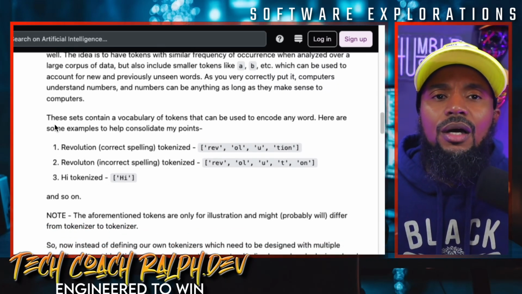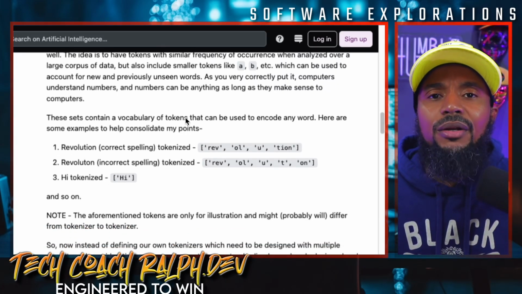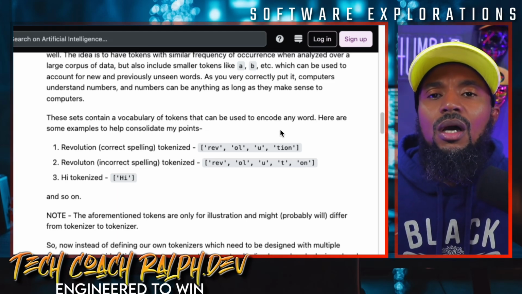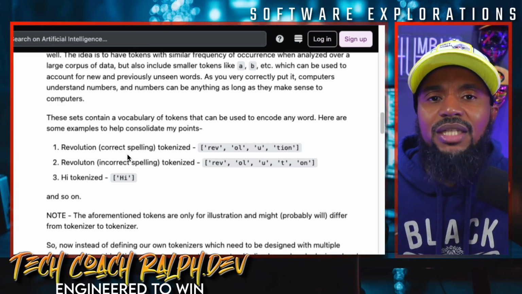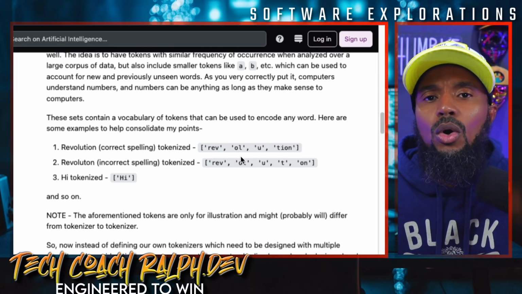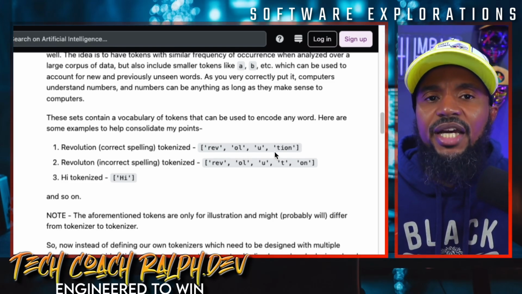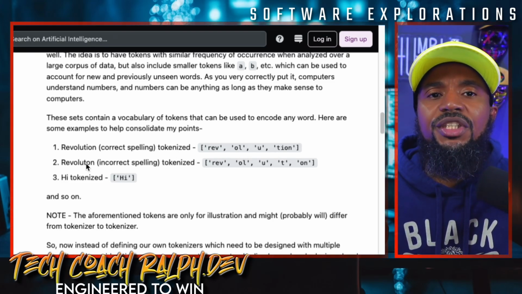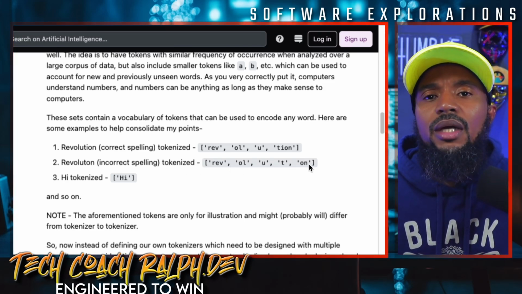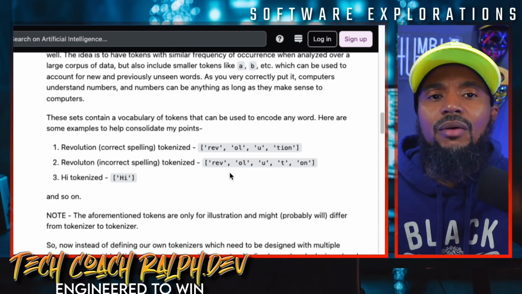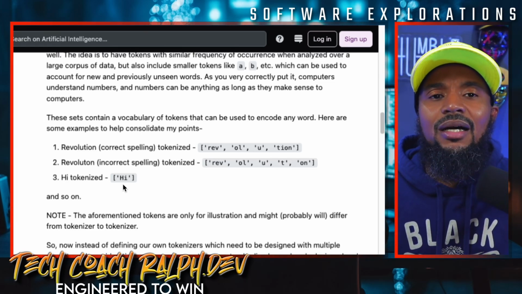It says these sets contain a vocabulary of tokens that can be used to encode any word. Here are some examples to help consolidate my points. Revolution, correct spelling, tokenized: Rev, O, U, Shen. And revolution, incorrect spelling: Token, Rev, O, Lu, and then TION. High, tokenized, high.